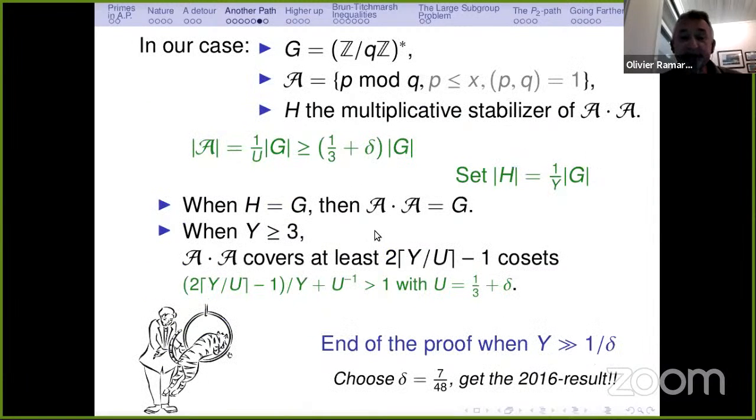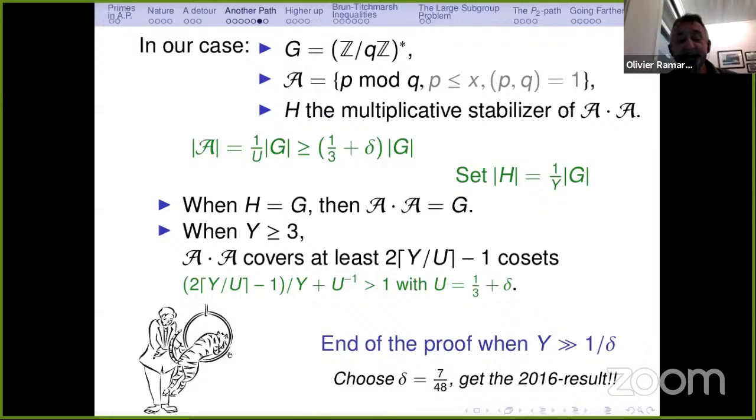Okay, in our case, we have our set A, which is the classes reached by the primes. G is the multiplicative group. And you know that the set A has at least phi of q by 3 elements, even more. So what can be the stabilizer of A times A? If the stabilizer is G, the full group, it means that A times A is the full group. So you're happy. You have everyone already.